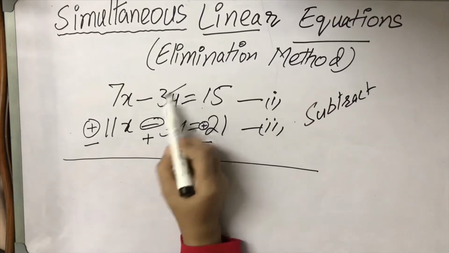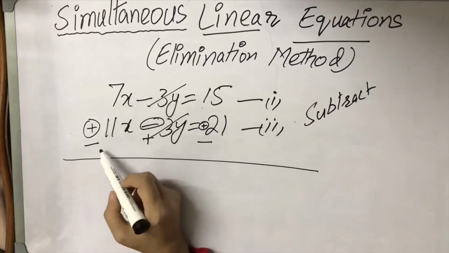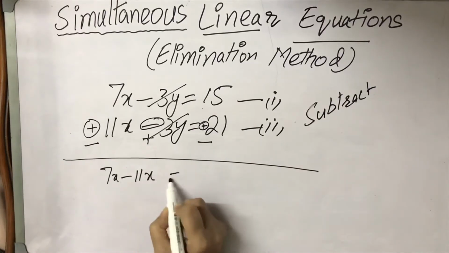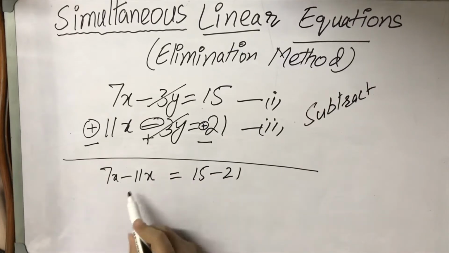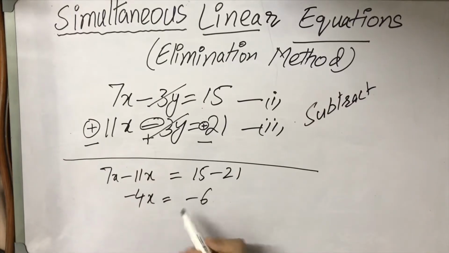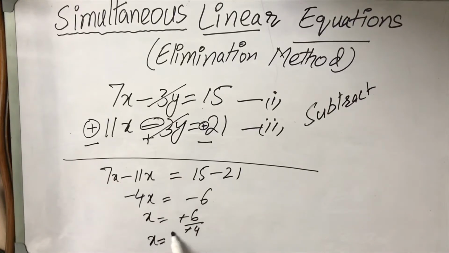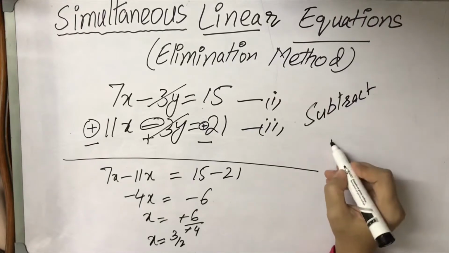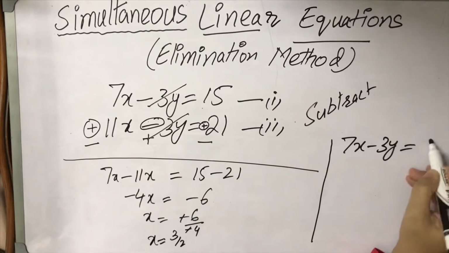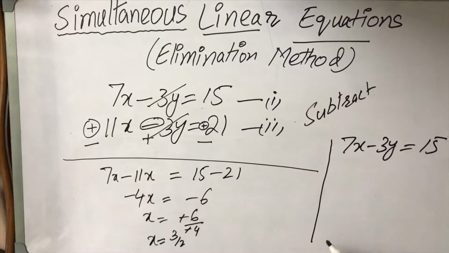Minus 3y plus 3y will cancel each other. 7x minus 11x equals 15 minus 21, or minus 4x equals minus 6. Negative sign will definitely cancel negative sign, but we can have it like this, and now x equals 3 over 2. We can put this value of x in any of the equations. I am going to put it in equation 1. x equals 3 over 2, or you can take it as 1 whole 1 over 2.